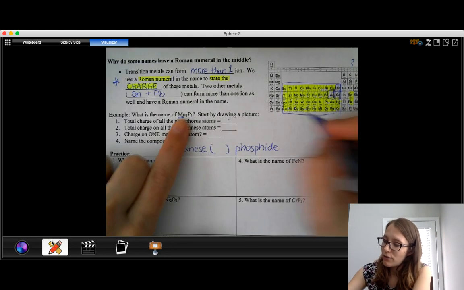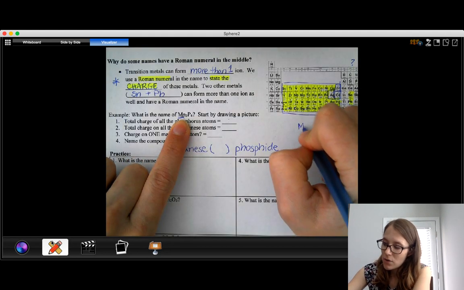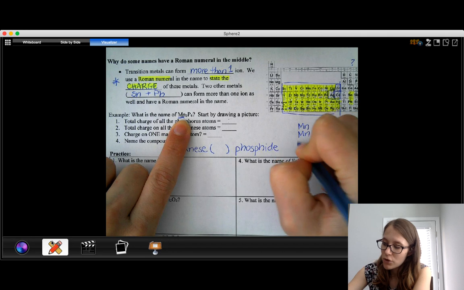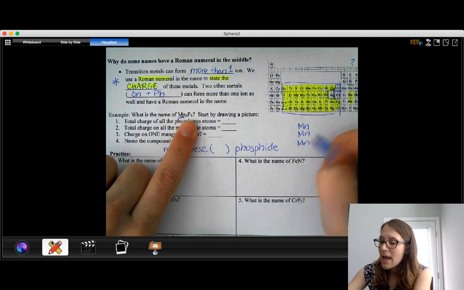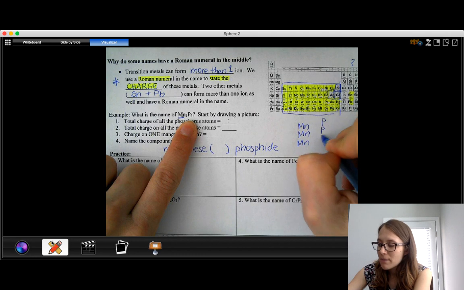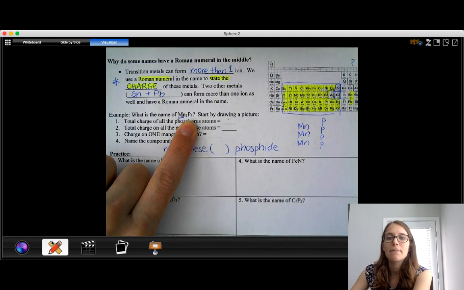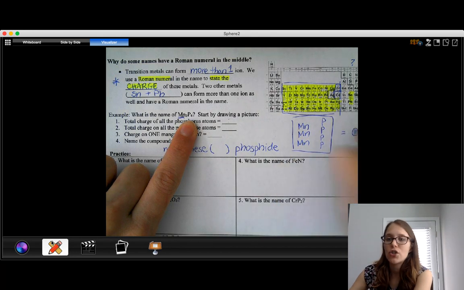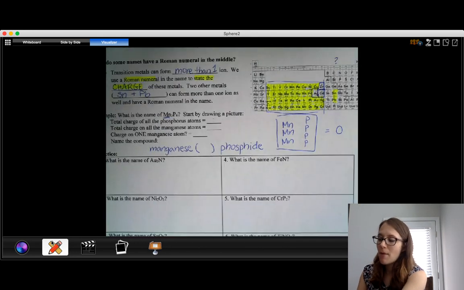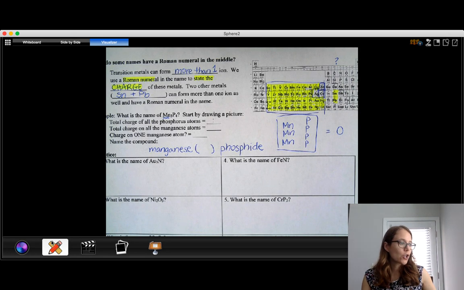What I typically do for this is I draw a picture. So Mn, there's 3 of them. It says Mn3, so I'm going to write Mn 3 times. And then phosphorus, there's 4 of them, so I'm going to write phosphorus 4 times. I know that overall, this compound has a charge of 0. A compound is always neutral overall, there's no charge on it.